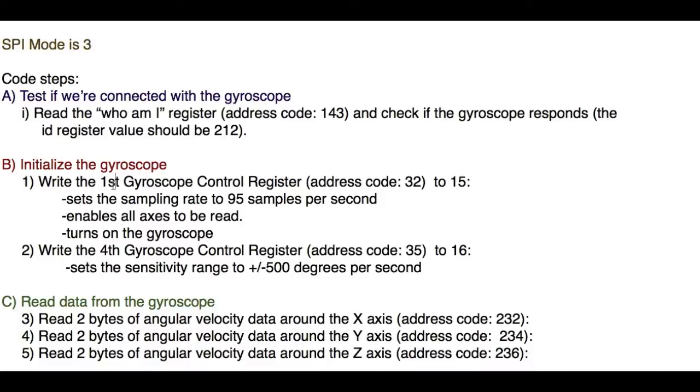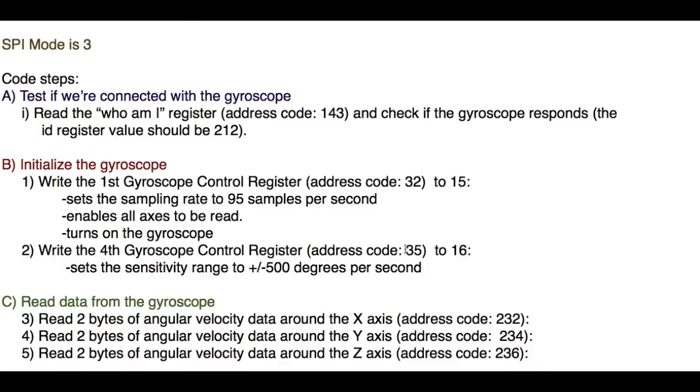Since we had that done and over with, we're going to go ahead and initialize the gyroscope. So that means we're going to write to the first gyroscope control register, which has an address code of 32, to 15. By setting to 15, what that means is we're going to set the sampling rate to 95 samples per second. We're going to enable all the axes to be read, so we can actually collect data on the rotations around the x-axis, the y-axis, and the z-axis. On top of all that, that also turns on the gyroscope, so we can actually start collecting data with it.